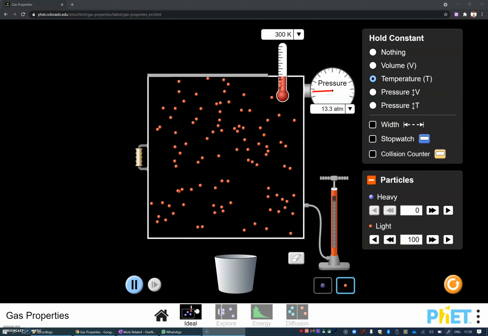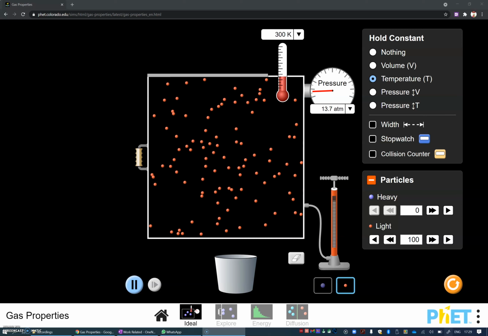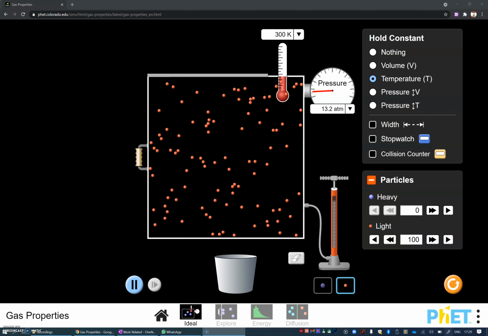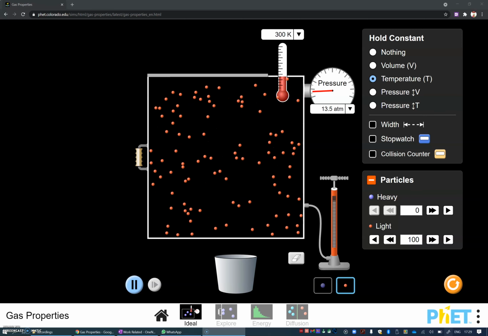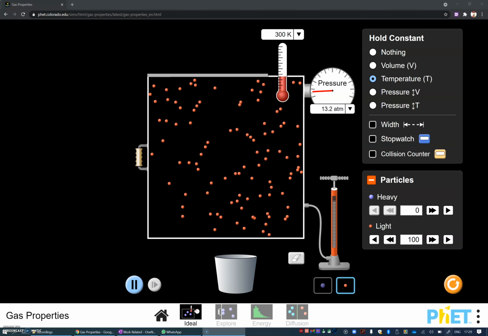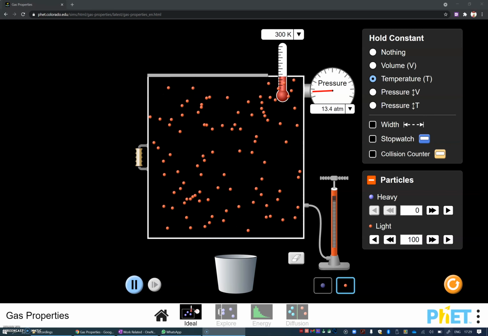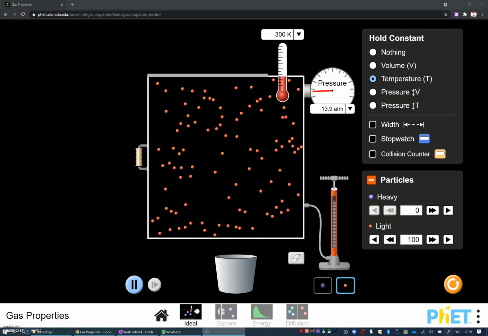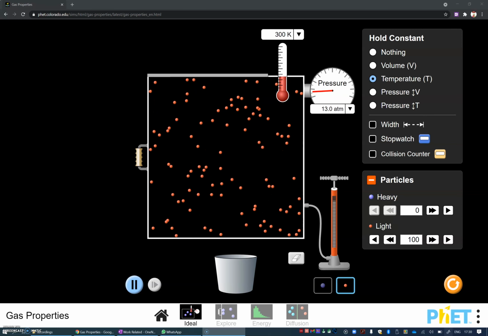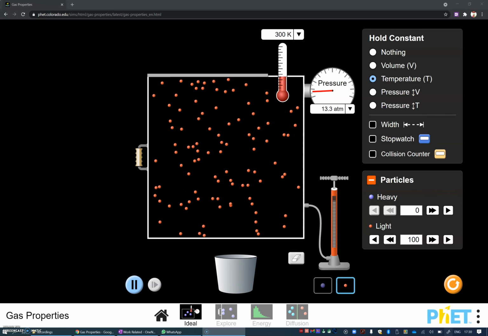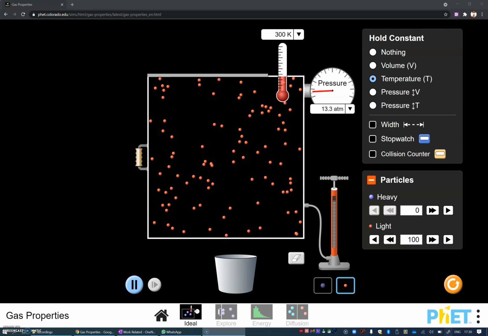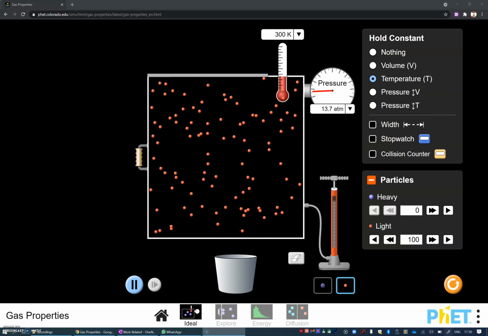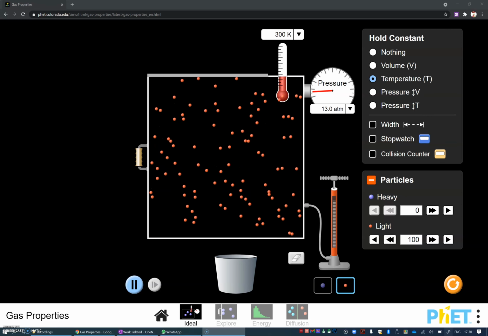Hi everyone, for this video we're going to discuss qualitatively how the pressure of the gas varies with the volume of the chamber it is in, and this time we keep the temperature constant. And I want you to observe three things: the number of collisions between the air molecules and the wall per unit area, the number of collisions between the molecules and the wall per unit time, and the speed at which the molecules collide with the walls.